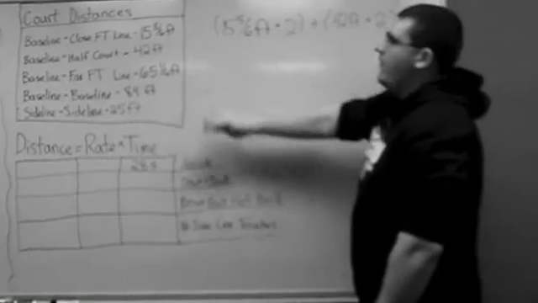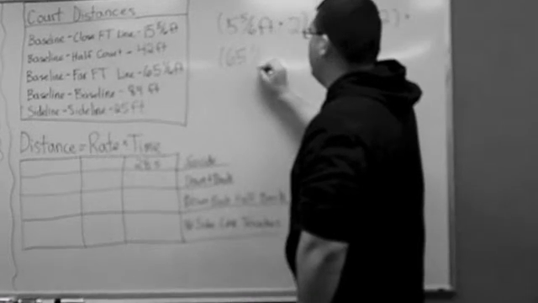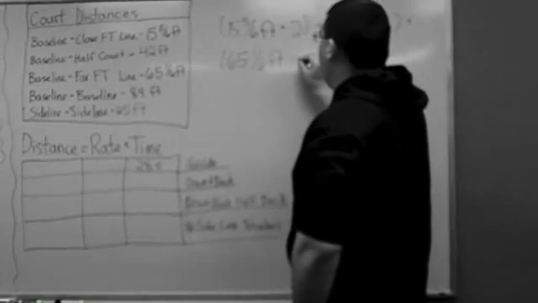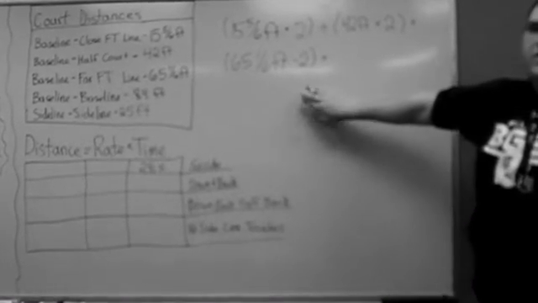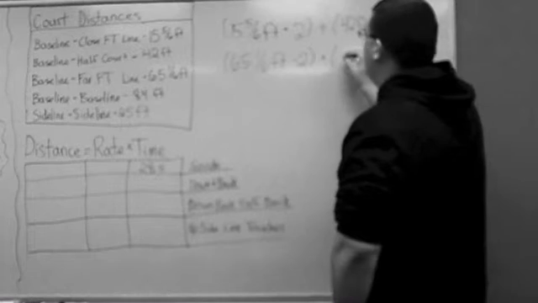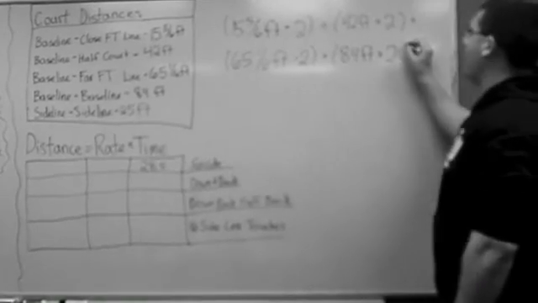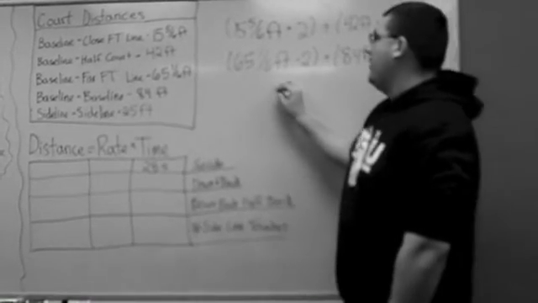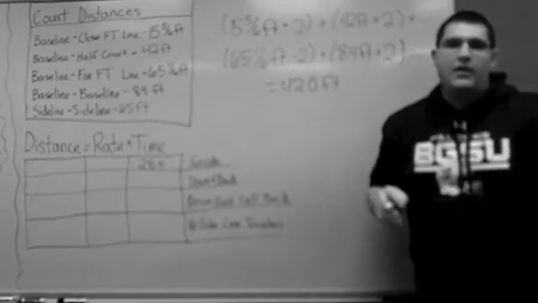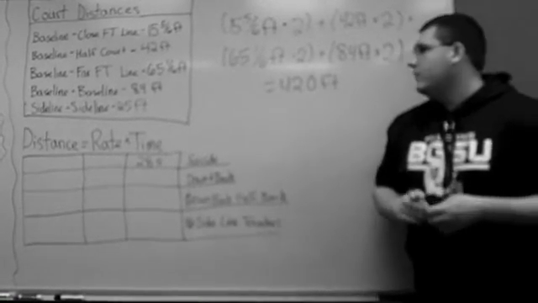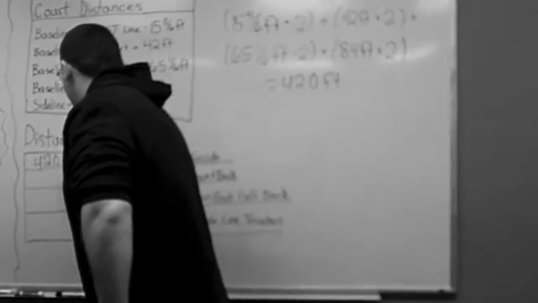The next leg is running to the far free throw line, which is 65 and 1/6 feet. And again, we're coming back, so we have to multiply it by 2. And then the final one is running from the far baseline to the close baseline. So 84 feet times 2. And when we add this all up, we are going to get 420 feet. Use your calculator or you can trust me. So our distance for the suicide is 420 feet.